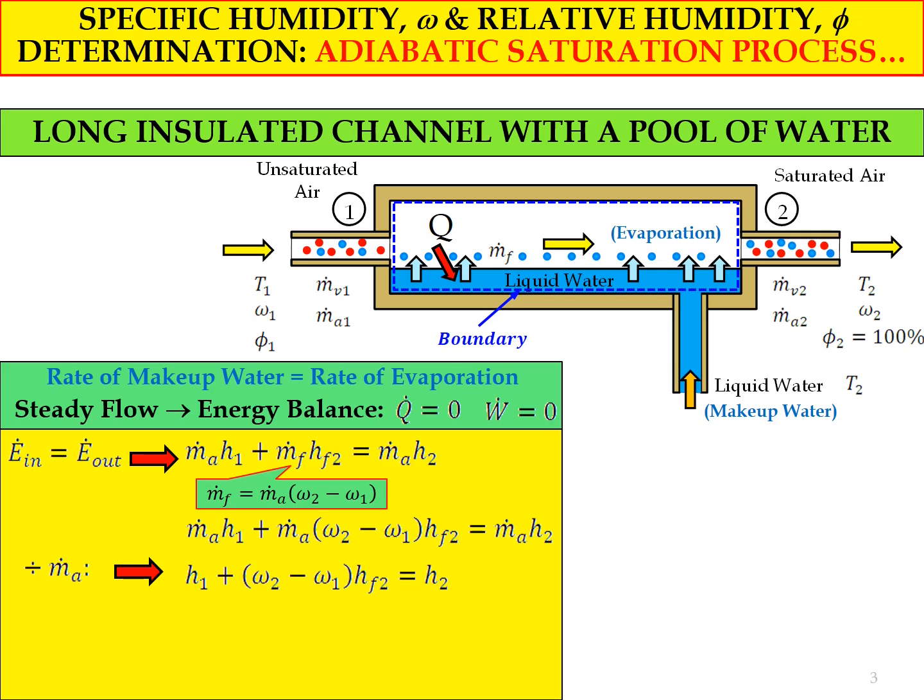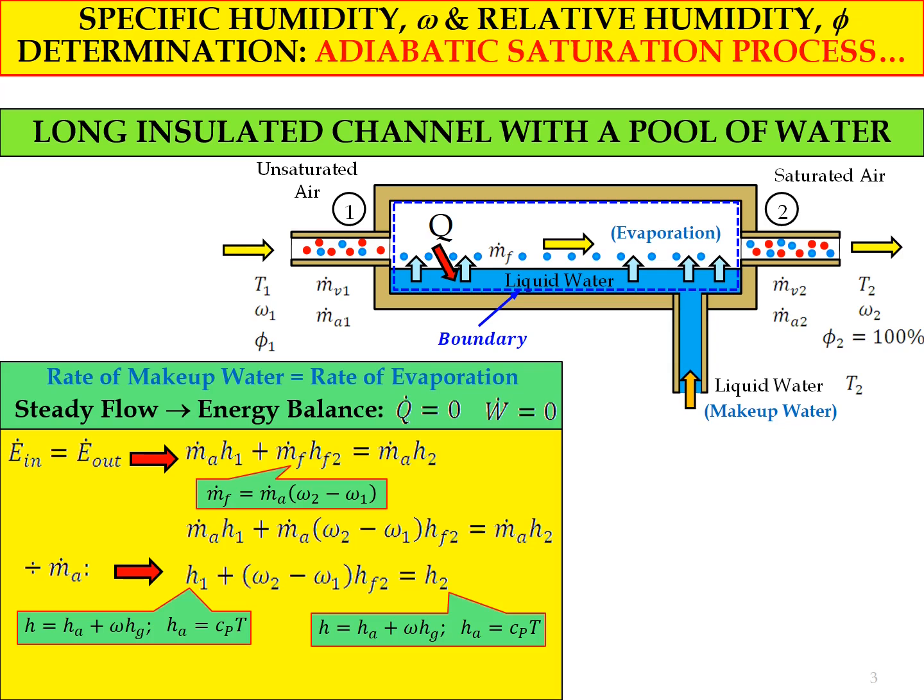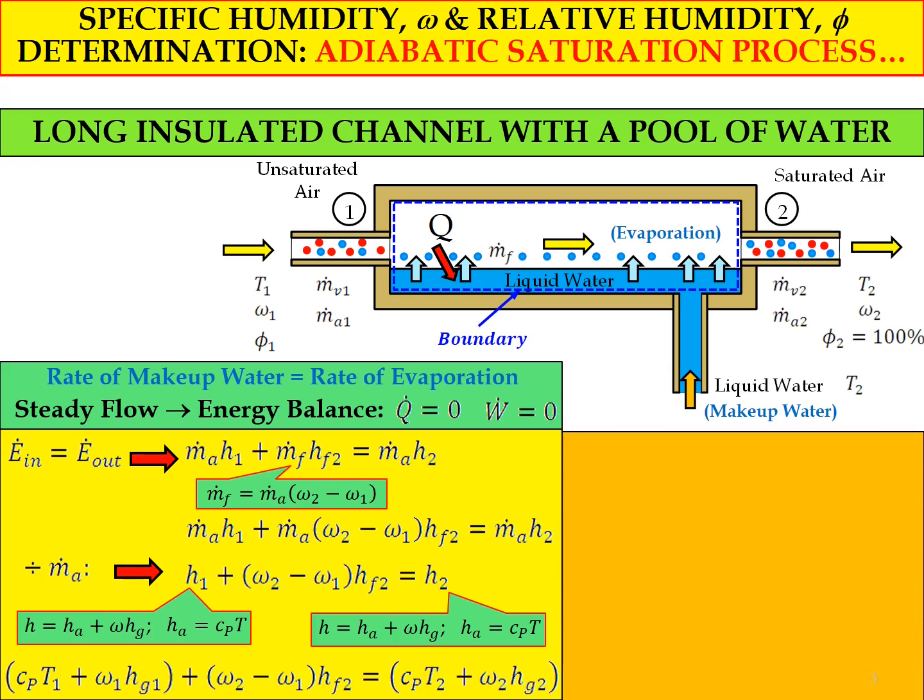As we know, the general equation for enthalpy is h equal to ha plus omega hg, and ha also equals cpT. The same applies for h2. So substituting into the equation, we get cpT1 plus omega 1 hg1 plus omega 2 minus omega 1 multiplied by hf2 equal to cpT2 plus omega 2 hg2.